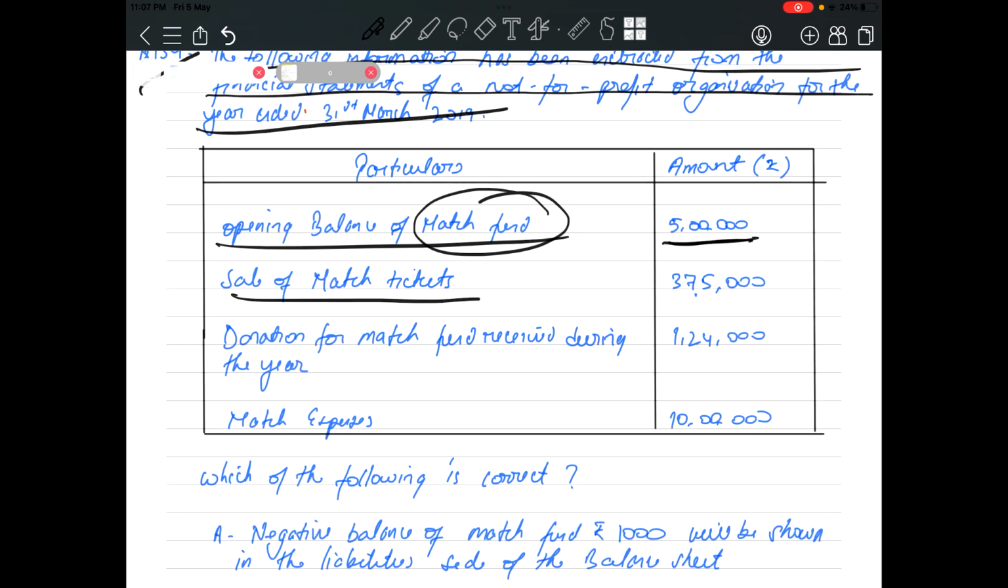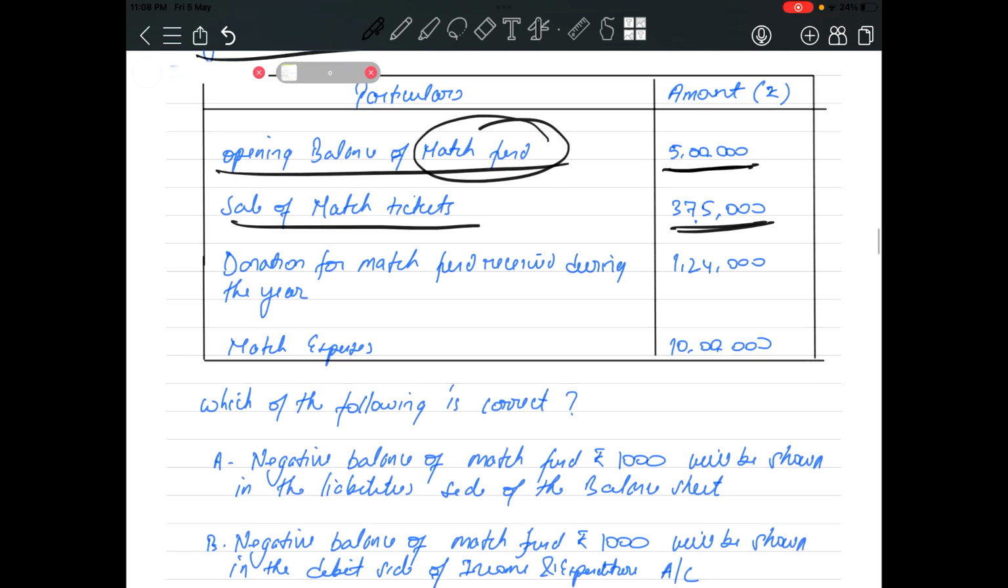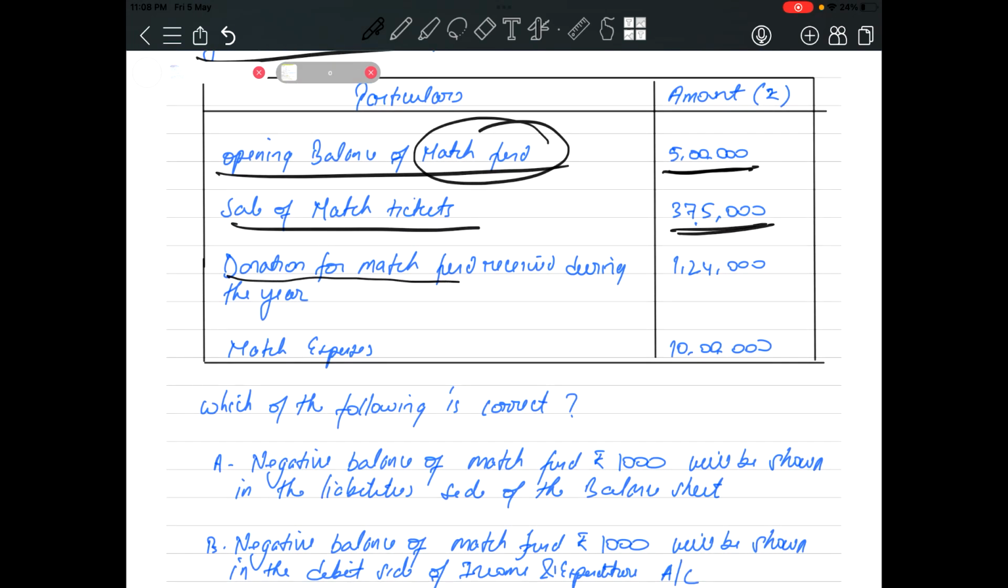Sale of match tickets. Now they have sold tickets and they have received 3,75,000. Donation for match fund received during the year is 1,24,000. Now will this be a specific or general donation? This will be a specific donation, because it has been received for tournament purpose. And match expenses. What are the expenses they have incurred? They have incurred 10 lakh expenses.